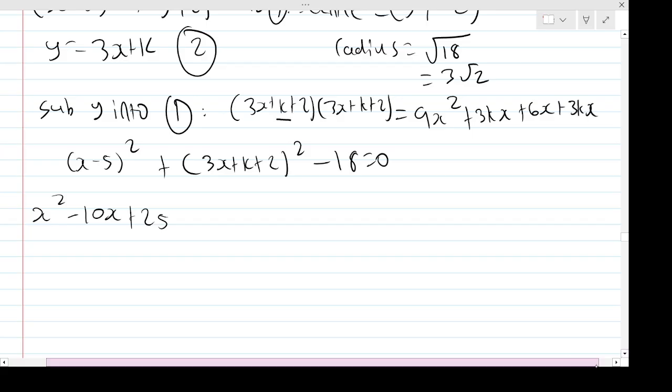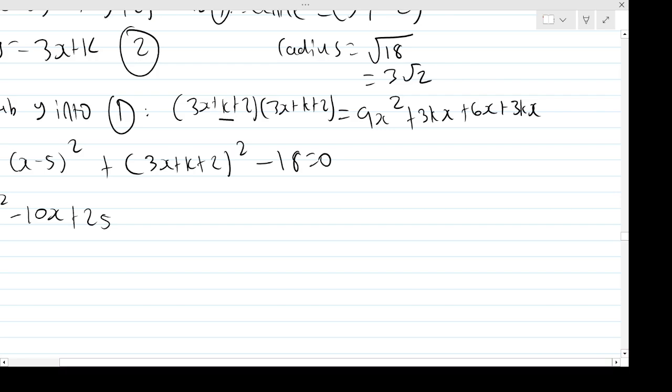Then I need to make more room. Okay. Then we have k times k be plus k squared. Then we have k times 2 be plus 2k.